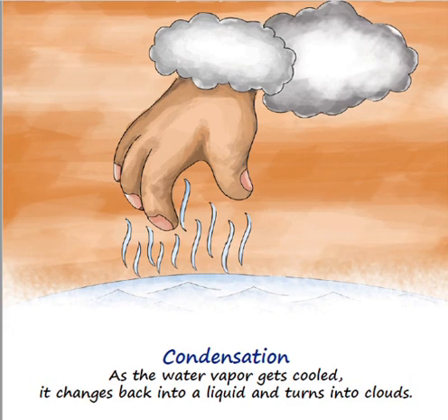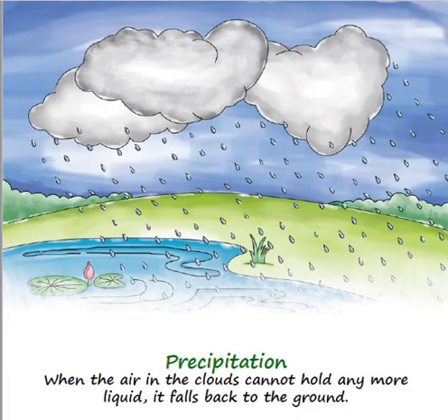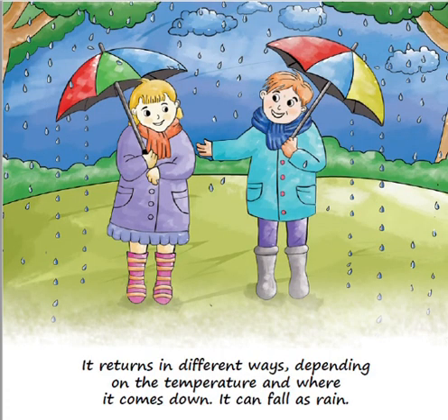Condensation. As the water vapor gets cooled, it changes back into a liquid and turns into clouds. Precipitation. When the air in the clouds cannot hold any more liquid, it falls back to the ground. It returns in different ways, depending on the temperature and where it comes down.